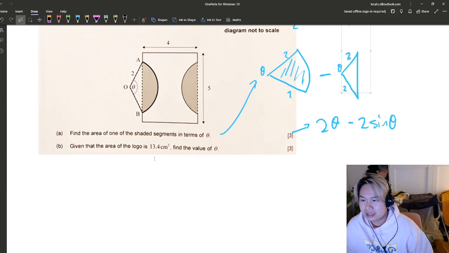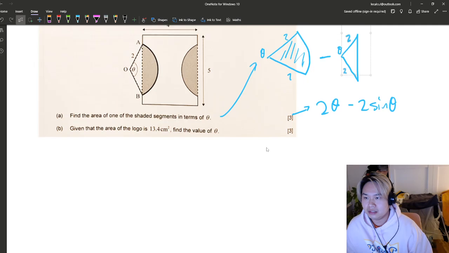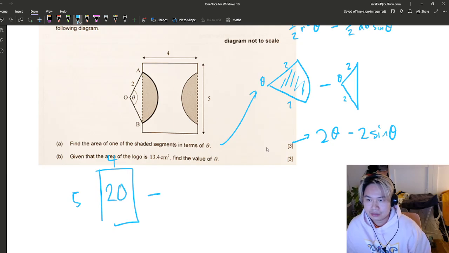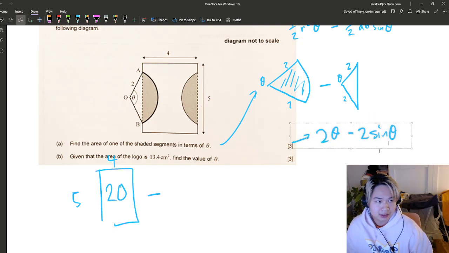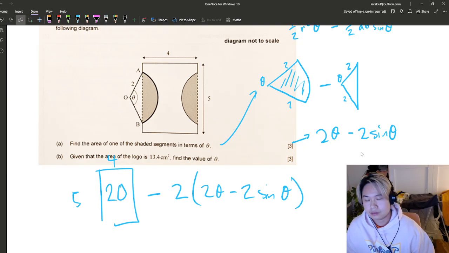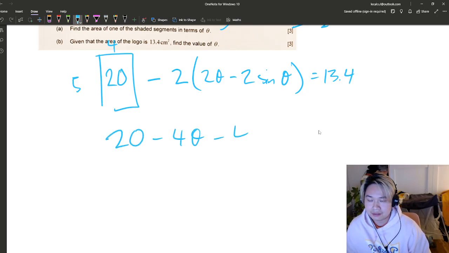Okay, given that the area of the logo is this, find the value of theta. Oh yeah, this is easy. Area of the logo is the area of the rectangle, which is 20, and then you subtract 2 of the area of the shaded segments, which you found out here. So just be careful, you are going to subtract 2 of them. Okay, and then you know that this is going to be 13.4, so you have 20 minus 4 theta minus 4 sine theta equals 13.4.